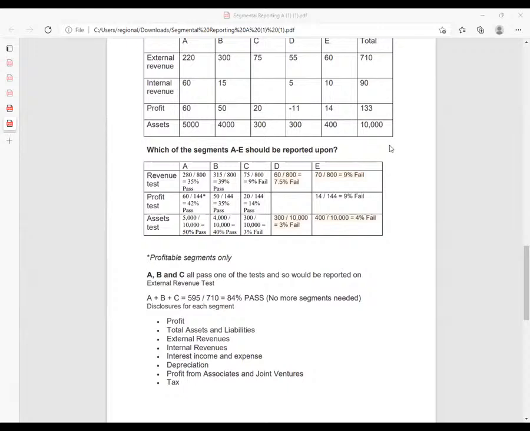C is 300 out of 10,000. That is very small. And then we have E also failing. So we have C, D, and E. Those ones have failed. So on the basis of assets, we only have two reportable segments, which are A and B.